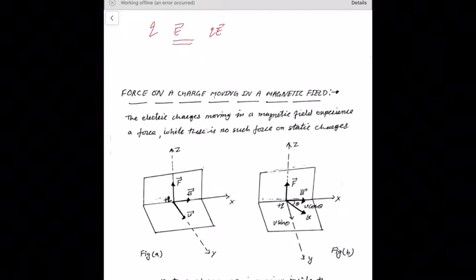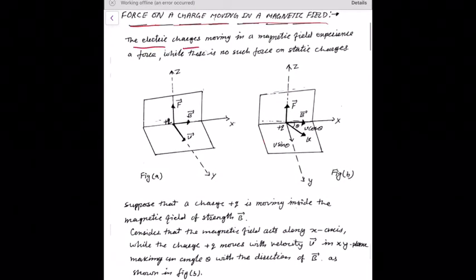Second, if a positively charged particle is moving opposite to the direction of electric field E, it experiences a force minus qE vector, and hence it is retarded. And third, if the charged particle moves perpendicular to the direction of electric field E, it describes a parabolic path in the electric field. So, next, force on a charge moving in a magnetic field.